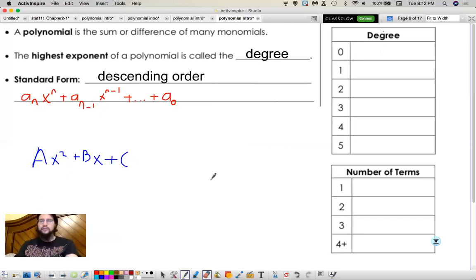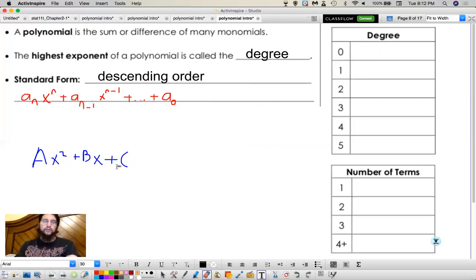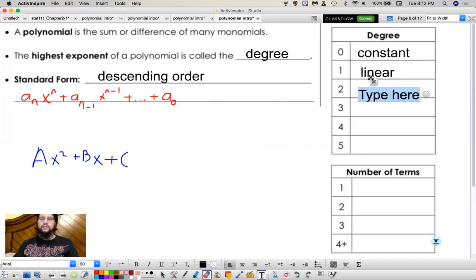So we got a few special names here. If we have a 0 degree, that's just a number. That's called a constant. First degree, that's like y equals x, that's linear. Second degree, that is a quadratic. Third degree is a cubic. Now, that's as far as I'm really concerned, but these two do have special names. That's a quartic and a quintic.